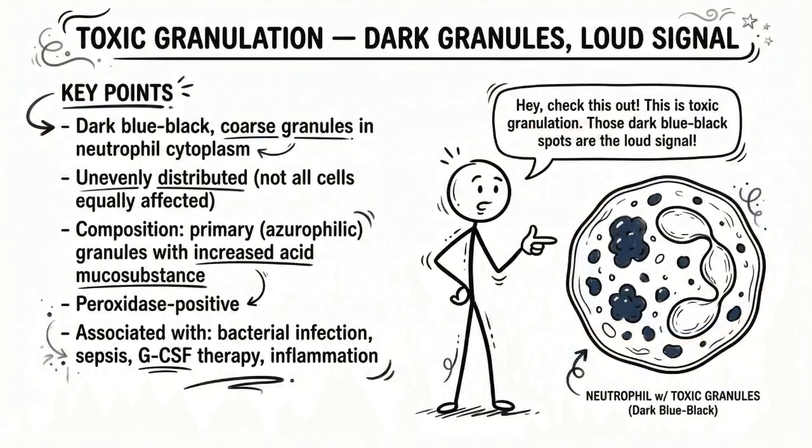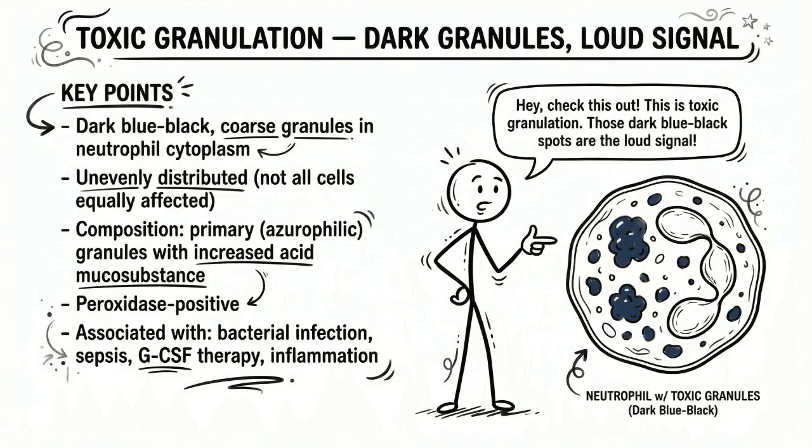First up in our toxic triad is toxic granulation. This is probably the most common and easiest to spot. You'll see dark blue-black, coarse granules in the cytoplasm of neutrophils. These are much more prominent than the fine granules in a normal neutrophil. They're essentially primary granules that have been supercharged to fight infection.